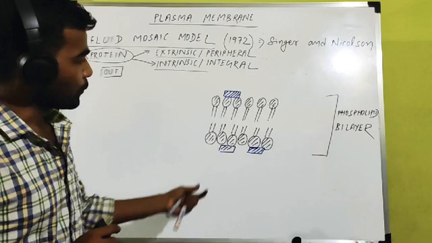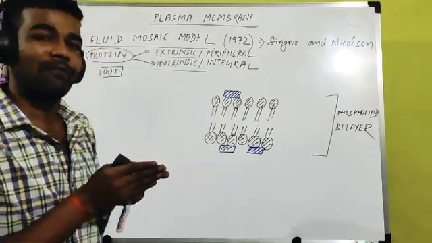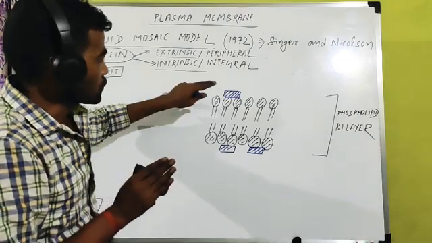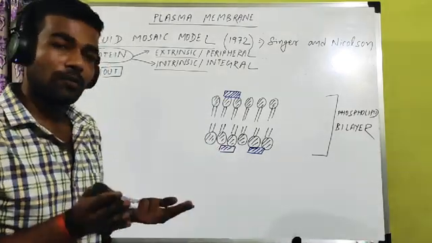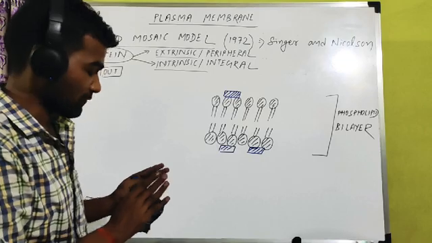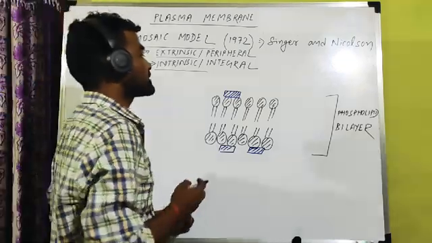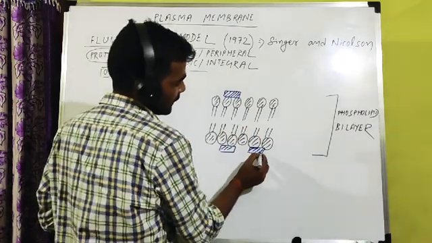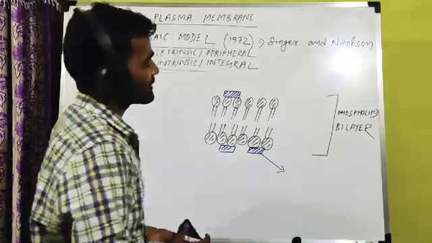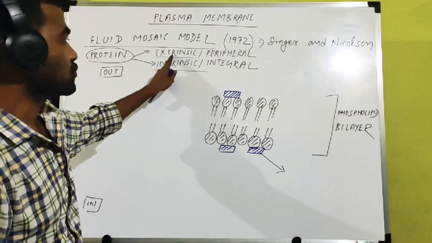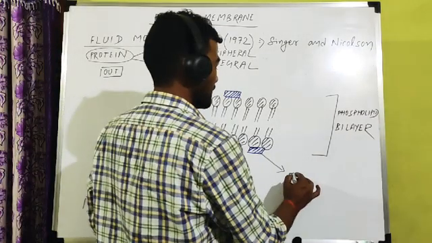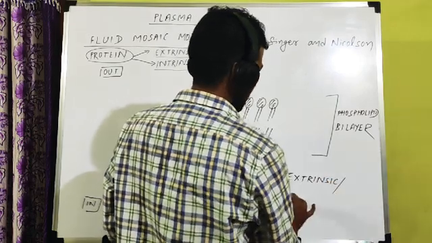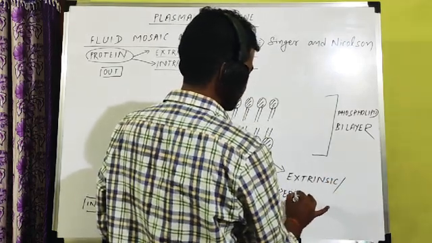And when the proteins are found attached to the surface of the lipid bilayer, whatever the surface may be, outer surface or inner surface, when proteins are attached to the surface of the phospholipid bilayer, these are called peripheral or extrinsic proteins. First, extrinsic or peripheral protein.